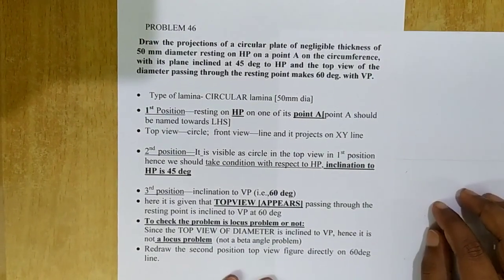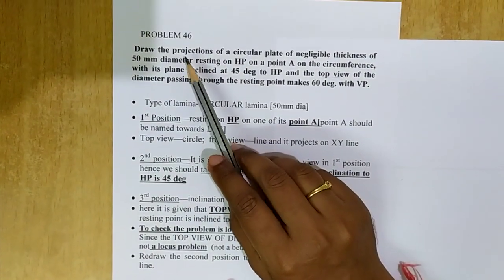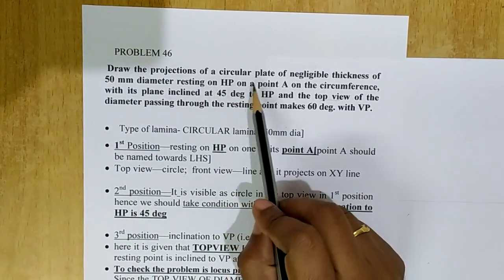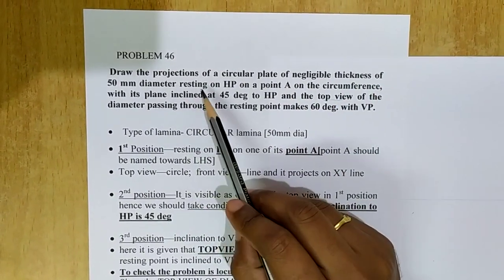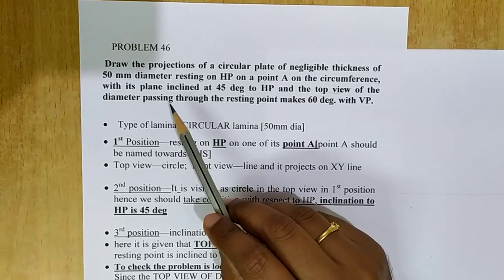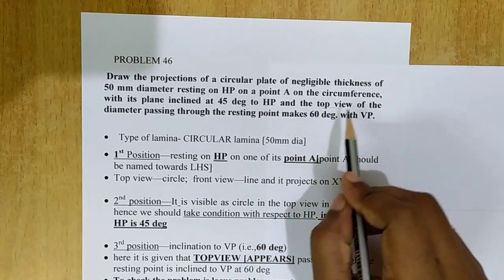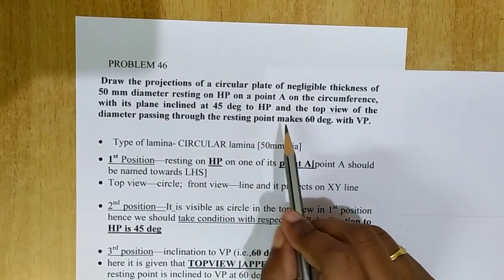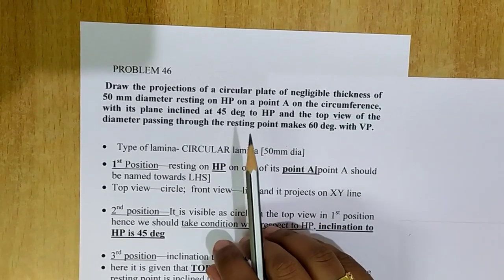Hello everyone. So in this video we will discuss problem number 46. The question is: draw the projections of a circular plate of negligible thickness of 50 mm diameter resting on HP on a point A on the circumference with its plane inclined at 45 degrees to HP, and the top view of the diameter passing through the resting point makes an angle of 6 degrees with VP. Okay, this is the question that they have given.